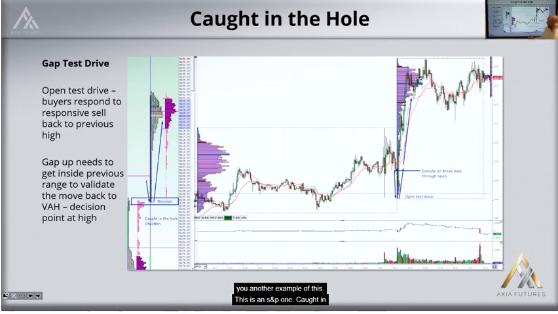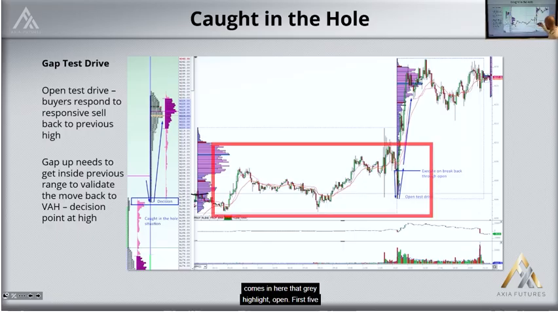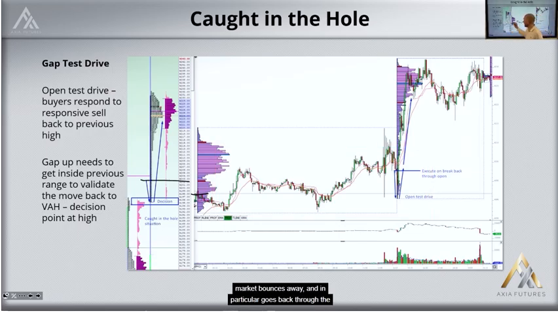To give you another example of this, this is an S&P one. Caught in the hole situation, open. This is the overnight range, so giving us the open marginally higher from the previous close, which comes in here, the grey highlight. Open, first 5 minutes trades down to the previous high. This is your decision point. If this is to play the caught in the hole, we need to drop through here and then keep on going down. If the market bounces away and in particular goes back through the open, this is where the turn is likely to come.